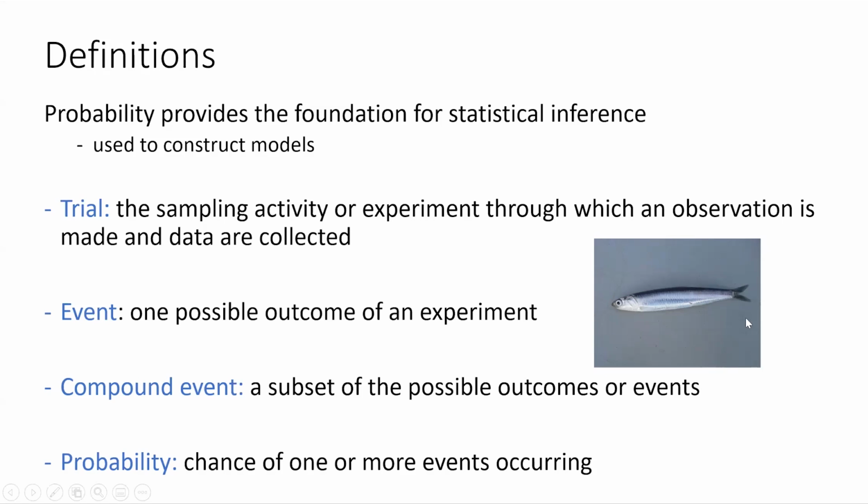So over here, I've got a picture of a northern anchovy. So let's say I go fishing and I'm trying to just see what kind of fish are out there, right? The single cast of my line is a trial. One possible event from that trial is that I catch an anchovy. A compound event for this example would be like, I could catch an anchovy or a top smelt. And the probability is just the probability that I will catch whatever type of fish it is that I'm looking for.